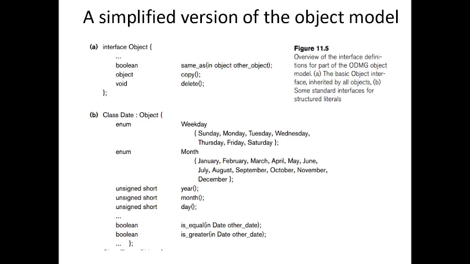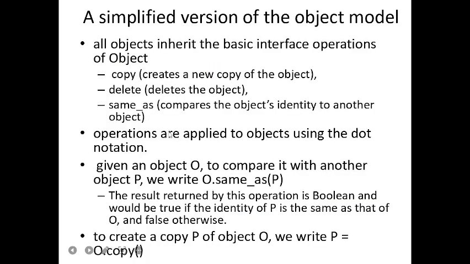Operations are applied to objects using the dot notation. Given an object O, to compare it with another object, for example P, we write O dot same as of P. The result returned by this operation is Boolean and would be true if the identity of P is the same as that of O, and false otherwise.